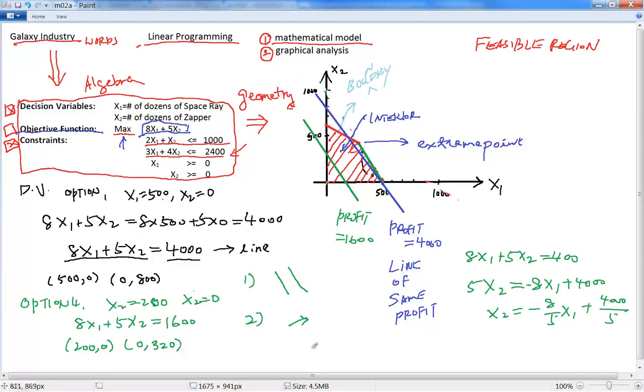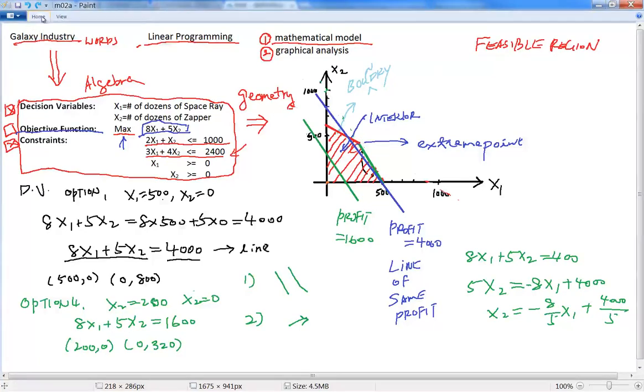So these two observations should help us realize how to find the optimal solution that can produce the highest profit. So the solution will be to try to find the line of same profit, and push the line of same profit towards this direction as far as possible while maintaining contact with the feasible region. So that particular line of same profit will therefore go through this particular extreme point.